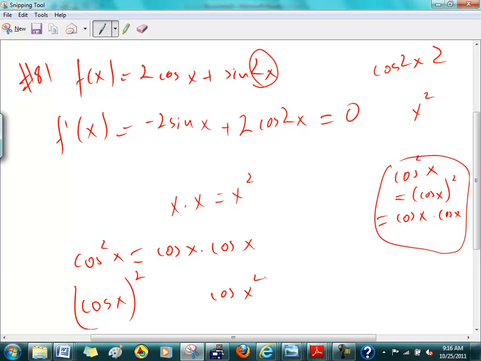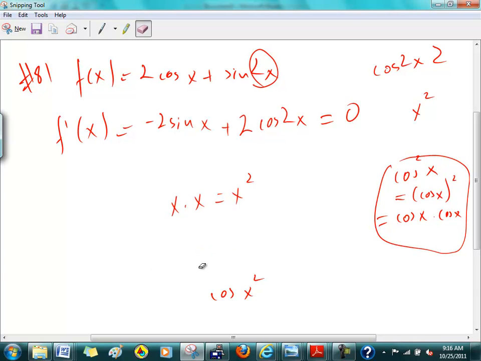So what's the outside? It's different. The outside would be cosine. Yes, it is very confusing. And then cosine 2x is different because of that. Cosine 2x is not an exponent. So for cosine 2x, cosine's outside. And then cosine x squared, cosine's outside.